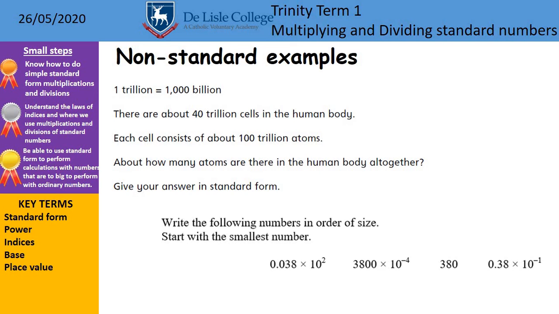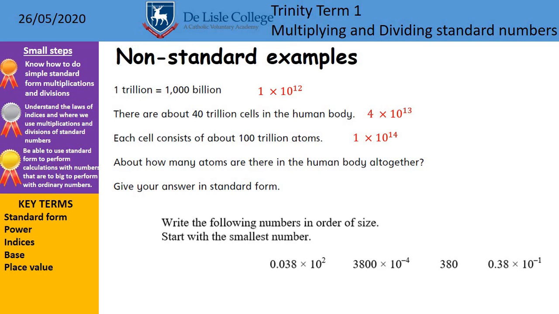Welcome back. So if $1 trillion is 1,000 billion, I know that a billion is 10 to the power 9, so $1 trillion must be 10 to the power 12. 40 trillion must therefore be 40 times 10 to the 12, but we can't have 40 times 10 to the 12, we want 4 times 10 to the 13. Now each cell consists of 100 trillion atoms, which is 100 times 10 to the 12, which is of course 1 times 10 to the 14.